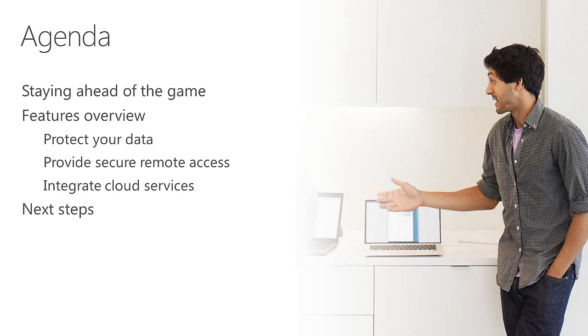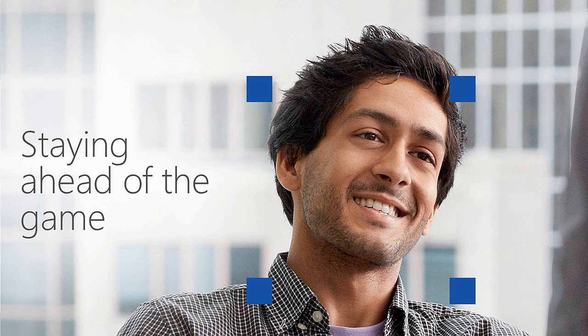So taking a quick look at our agenda, we'll just kick things off with a brief context of what's happening in the market today, talk a little bit about our Ahead of the Game campaign, and then we'll dive into a features overview. And this I've broken up into our three main areas where we've collected together the different pieces of functionality. So we'll talk about how Essentials helps you protect your data, provide secure remote access, and also integrate with cloud services. And then finally, we'll just wrap up with some next steps that you can take.